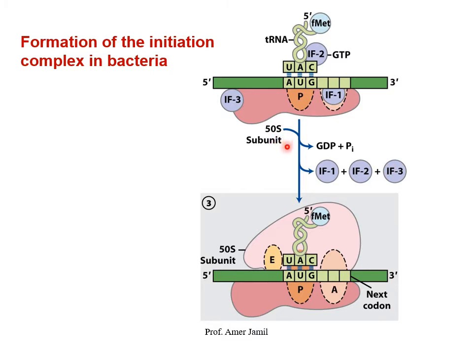Now comes the 50S subunit. In the picture you can see this is the 50S subunit, and it has the E site. The next codon is ready to accommodate the next transfer RNA along with the amino acid. So the transfer RNA with the anticodon corresponding to this codon will come in place.